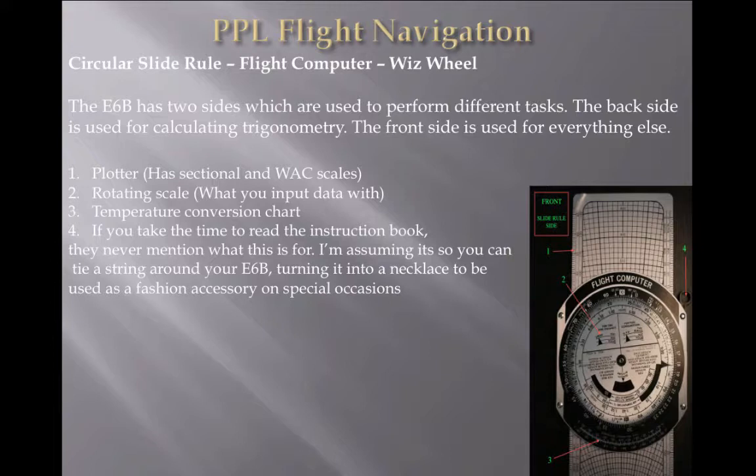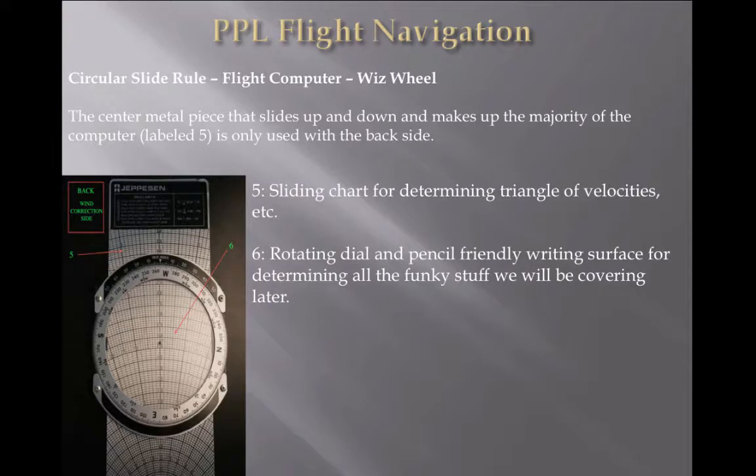It's also at the bottom. It's got a temperature conversion chart. If you do take the time to read the instruction book, the little clippy thing on the side is never mentioned, and I can only presume it's to thread a piece of string round or to wear it as an ornament. But that's really the basic side of the front. On the reverse is an area for determining triangular velocities and areas where you can mark and calculate from there. The rotating dial and the surface.